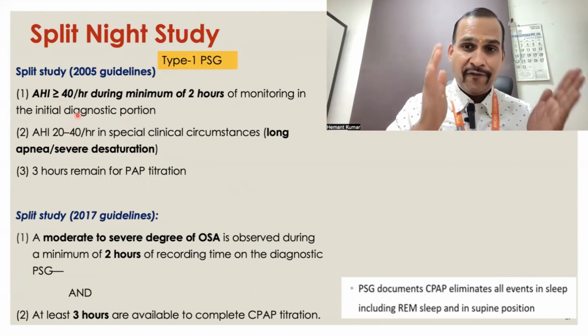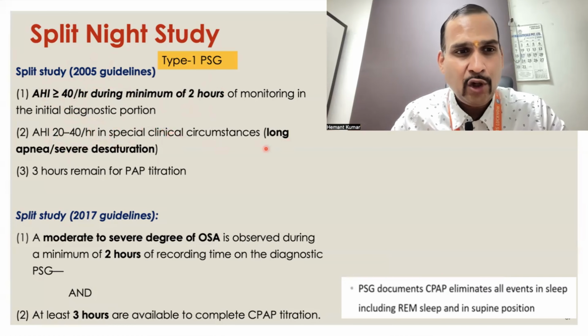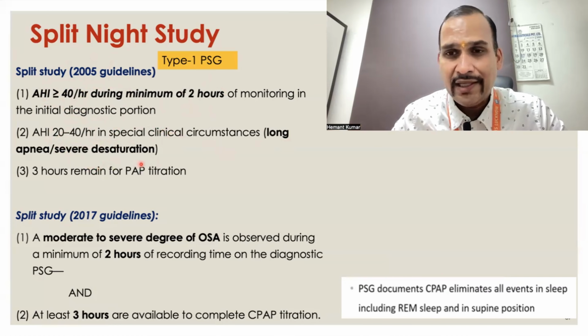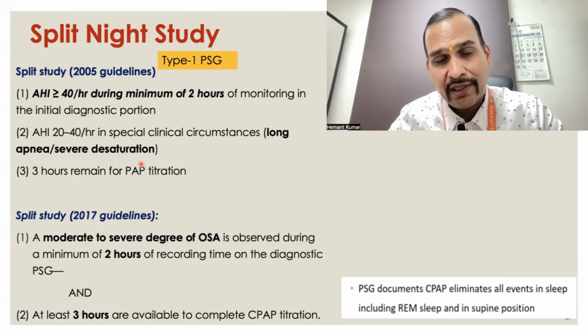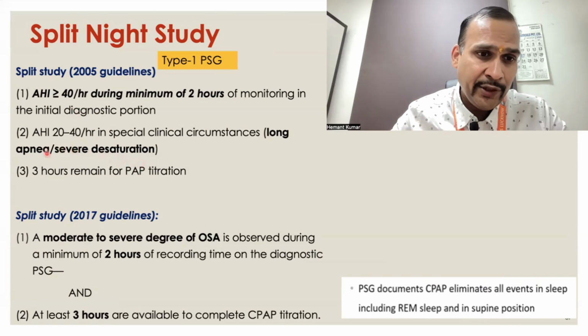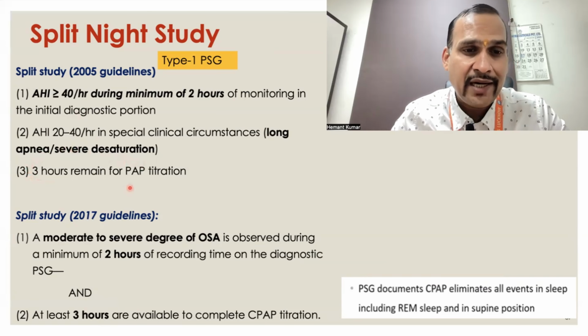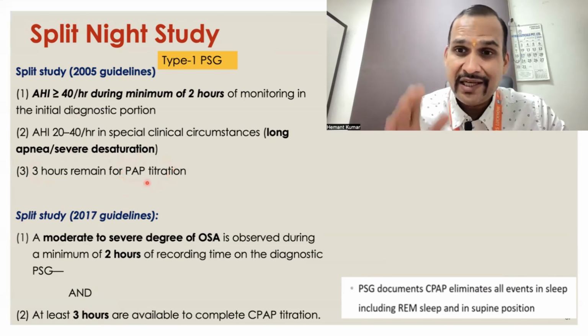So what does the guideline say? Split night study is in the old guideline, the 2005 guideline. If the patient is having AHI more than 40 during 2 hours of study, then we can go for a split night study. Or if the patient is having 20 to 40 AHI but having long apnea and desaturation, then we can go for a split night study. But mind you, that patient should have 3 hours remaining for PAP titration in the second half of the night.